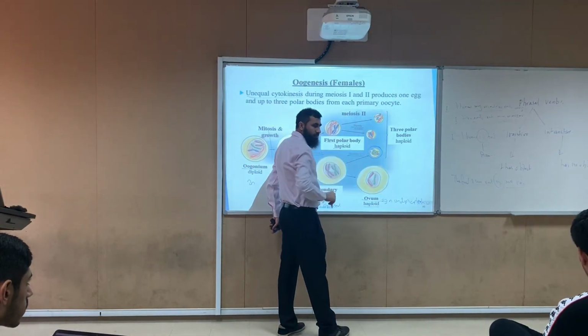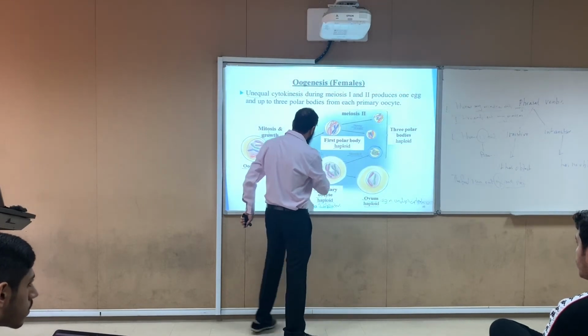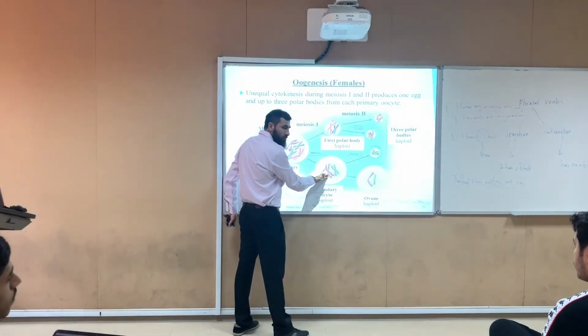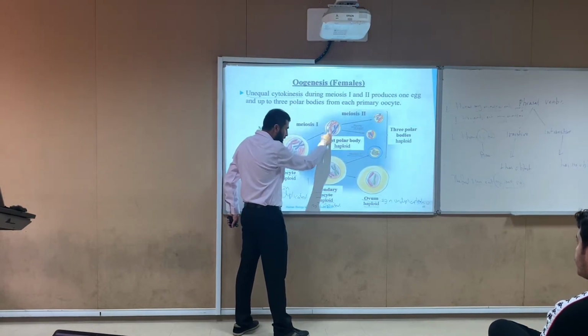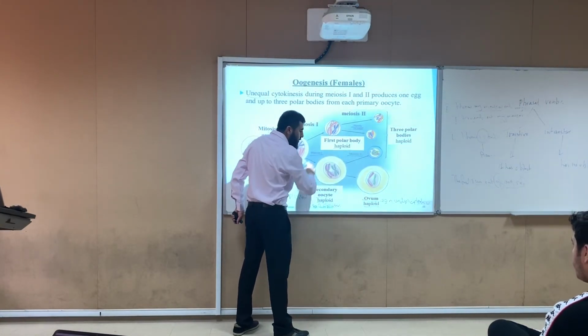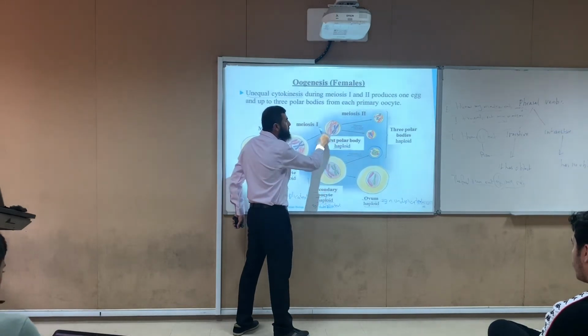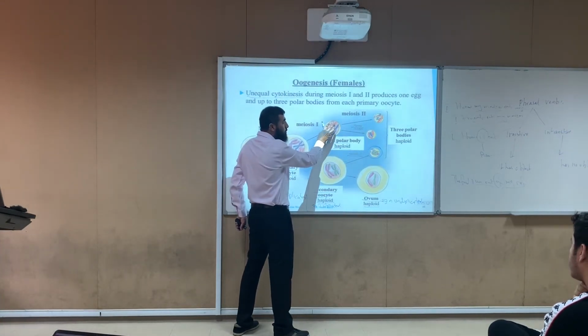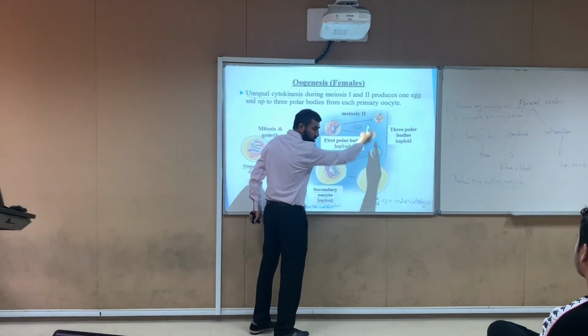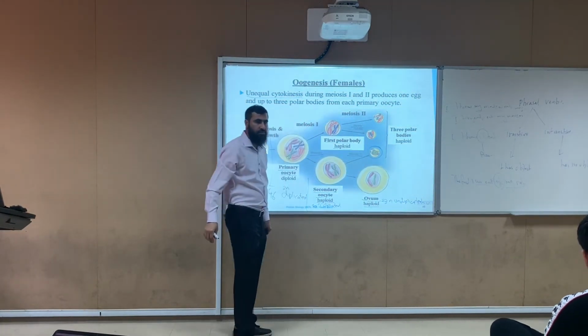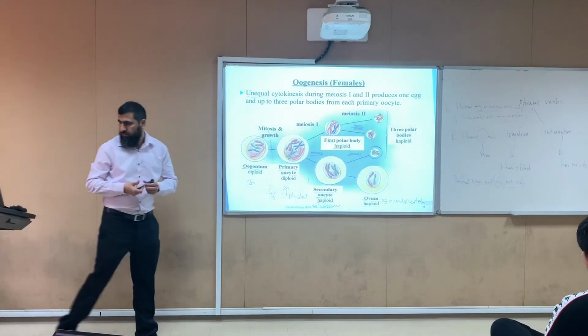From the primary oocyte, you get the secondary oocyte and one polar body. This secondary oocyte will go through meiosis two. Sometimes this polar body can also go through meiosis two and make two polar bodies. So you end up with three. Okay?